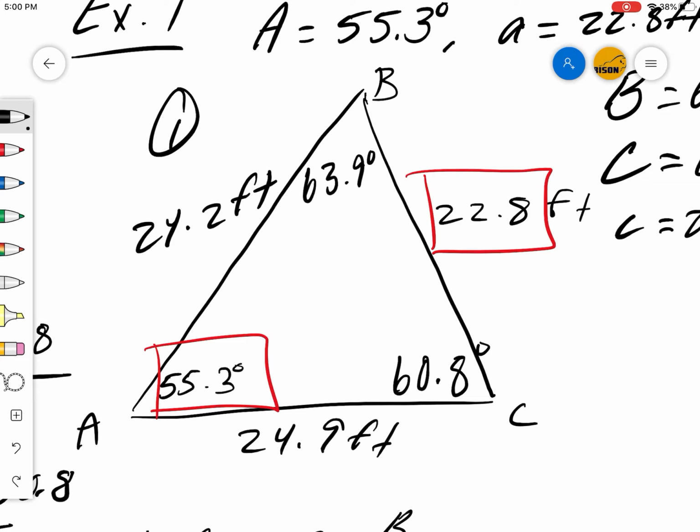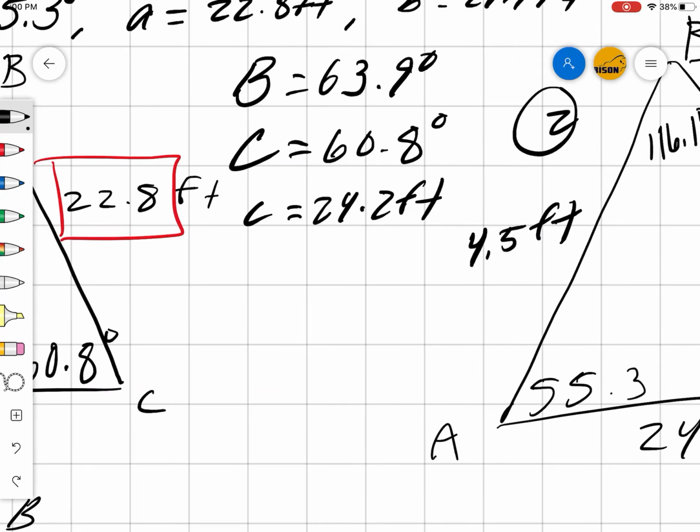Here's why it's important. The smallest angle is 55.3. That's across from 22.8. That is the smallest side, so it checks out. The middle angle is going to be 60.8, and that is across from the middle side 24.2. It's close, but it works out. And then 24.9 is across from 63.9. So triangle 1 works out.